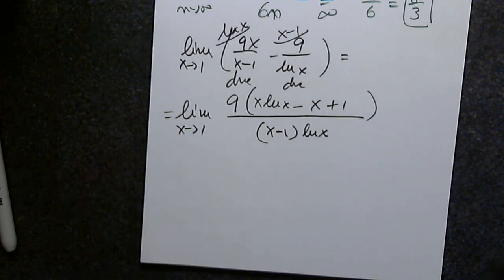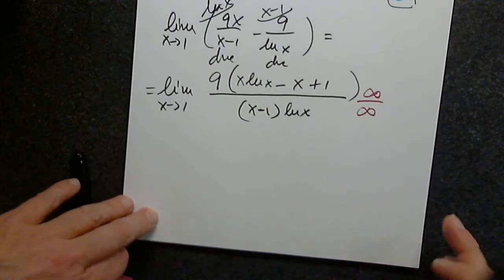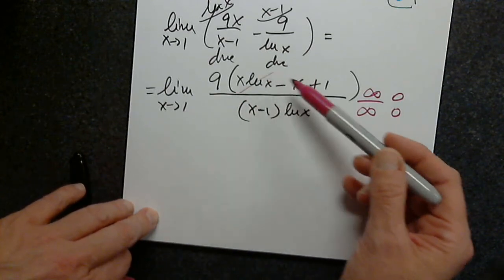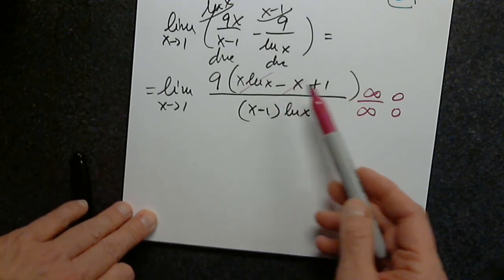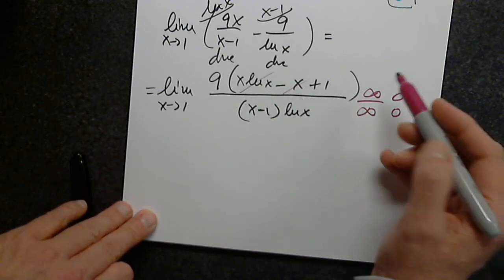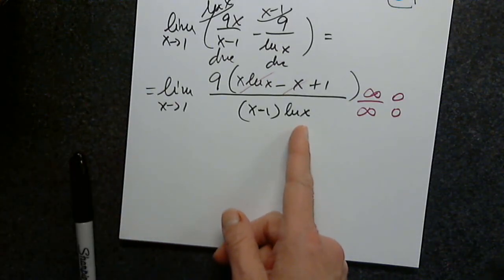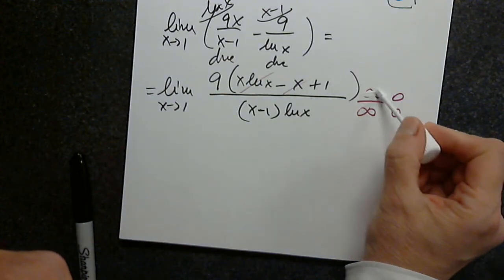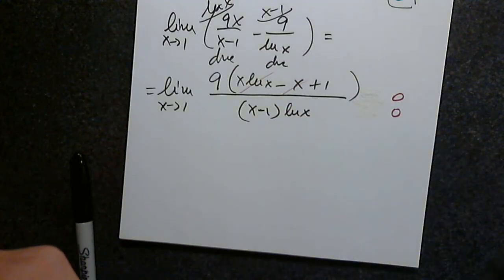Now I check, and I see it's infinity over infinity, or 0 over 0. Let's check. When x approaches 1, this is 0, this is 0. So 1 minus 1 is 0, negative 1 plus 1 is 0. So it's 0 over 0. And this is natural log 1, which is 0. And it's done. So knowing that it's 0 over 0, now I apply L'Hopital's rule.